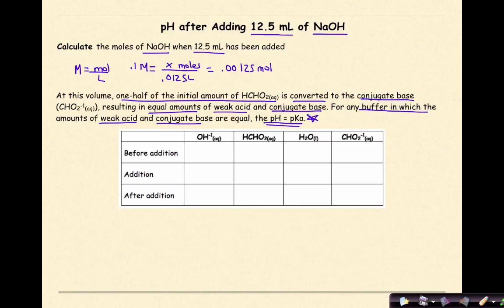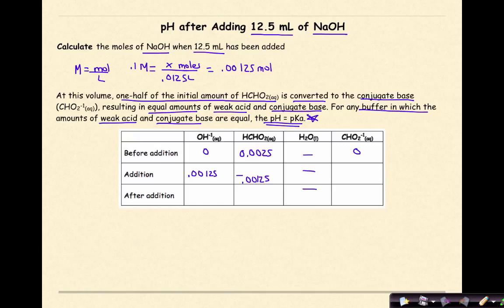So before the addition, there's 0 amounts of OH. We have our initial amount of our weak acid, which is going to be 0.0025 moles. We're not going to worry about the water. And then we're going to have 0 amounts of our conjugate base. And then the addition is 0.00125 moles of our strong base. So now our weak acid is going to neutralize that. So minus 0.00125.